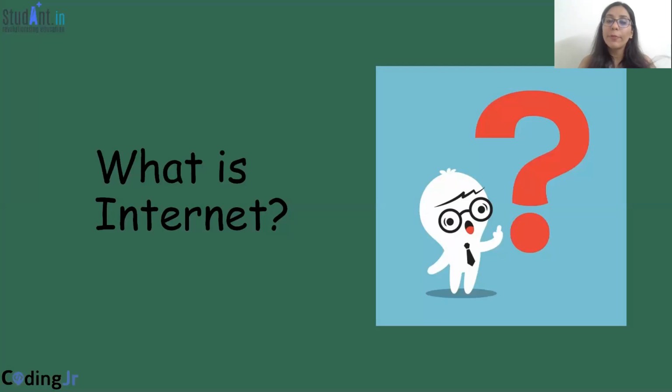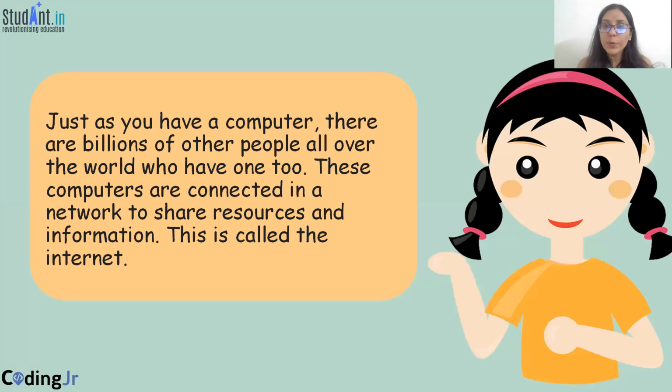Now, starting with the web, of course, the first topic should be internet. What is internet? Have we ever given a thought about it? We'll learn in today's class. It's like you use the computer and I use the computer. There are billions of people all over the world that use computers. All of these computers are connected in a network that is used to share useful information and resources. In other words, internet is basically a vast collection of computers that are connected in a network that is used to share useful information and resources.